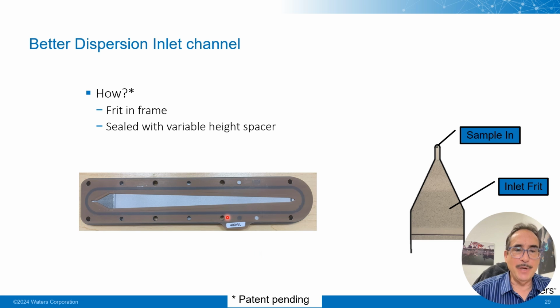So this is what it looks like when it's assembled. There's the frit in the frame, there's the spacer, the sample injects, and it goes down the channel. And then here's our DCM port and our sample collection.